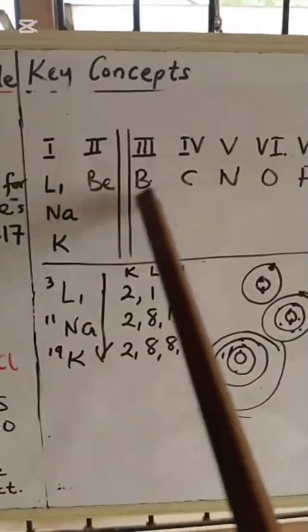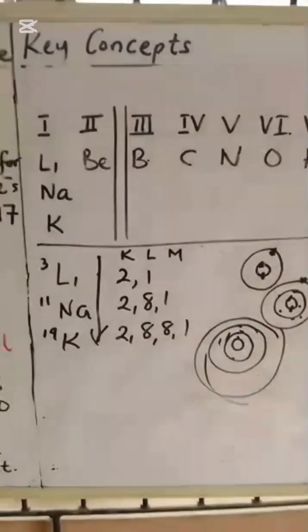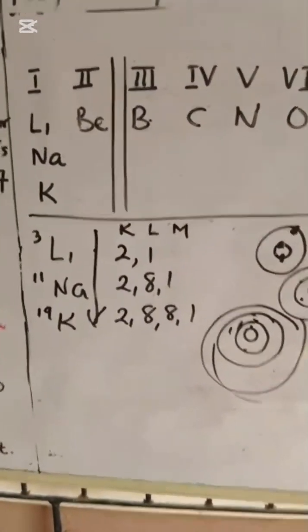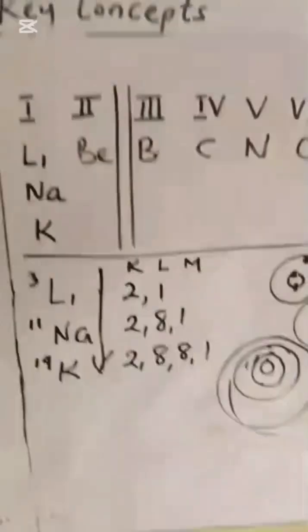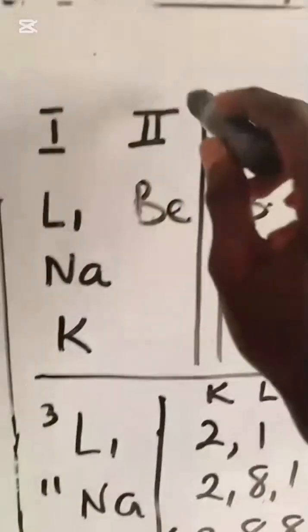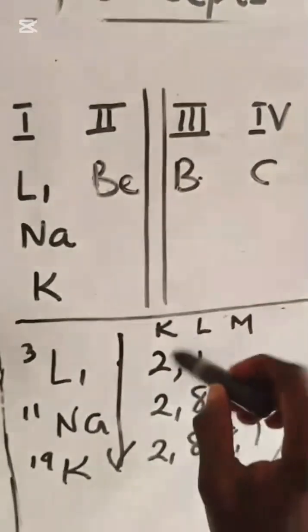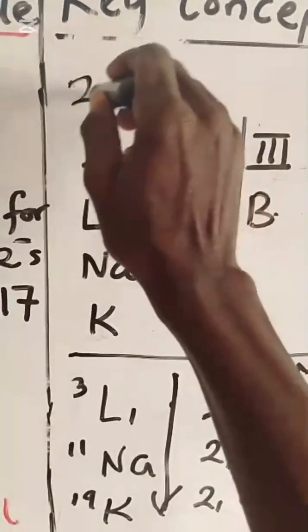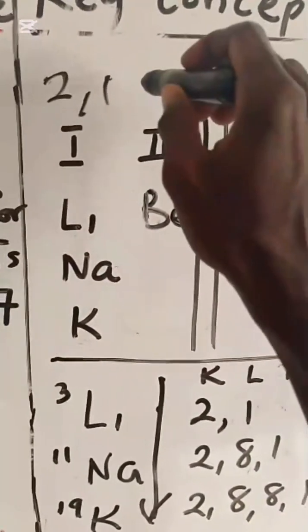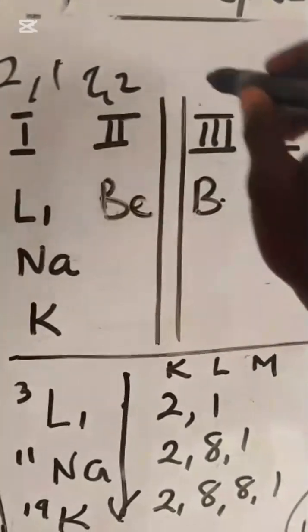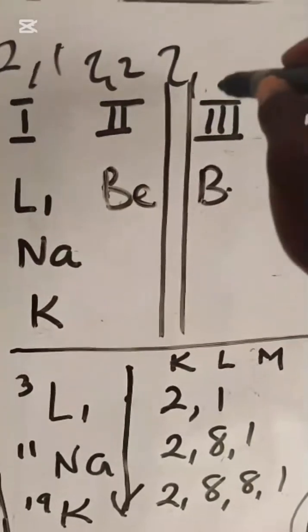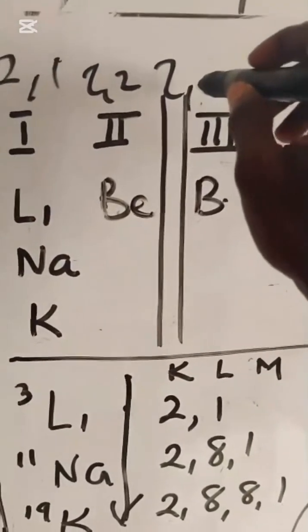Now, how about across the period? So across, this is the second period. I'm looking at the second period now. Across the period, we have lithium, which is 2,1. Beryllium is going to be 2,2. See, the shells are not increasing. We're just adding extra electrons to the same number of shells, 2.